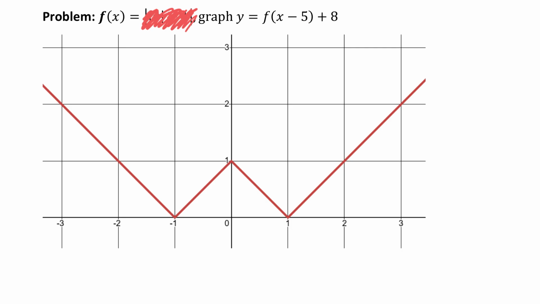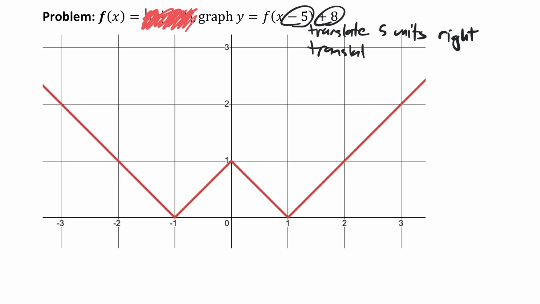Now, I've written this in a form that the computer understands, but I want to make sure just before we get started that we as humans understand this. The x minus 5 here means we want to translate 5 units to the right, and the plus 8 means we want to translate 8 units up.